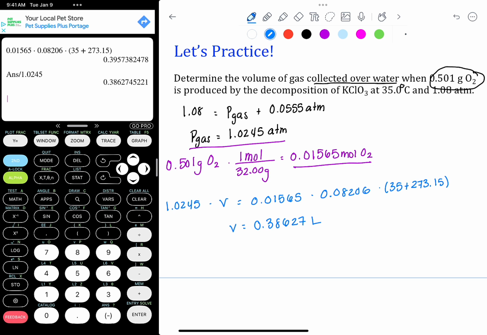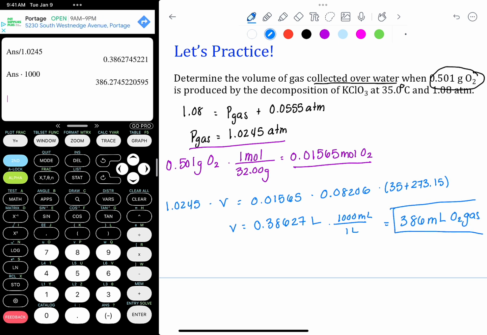So typically this would be recorded in a lab setting, and graduated cylinders are measured in milliliters. So we can convert this to milliliters by multiplying by 1,000. And we get, with 3 sig figs, 386 milliliters of O2 gas collected.